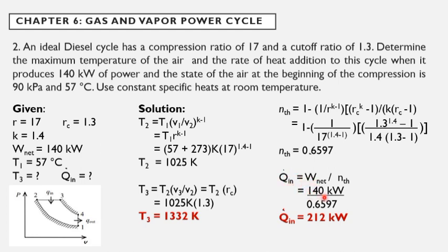So we'll solve now the rate of heat addition of this cycle. So we have 140 kilowatts all over the thermal efficiency, which is 0.6597. So the rate of heat addition of this ideal diesel cycle will be 212 kilowatts.